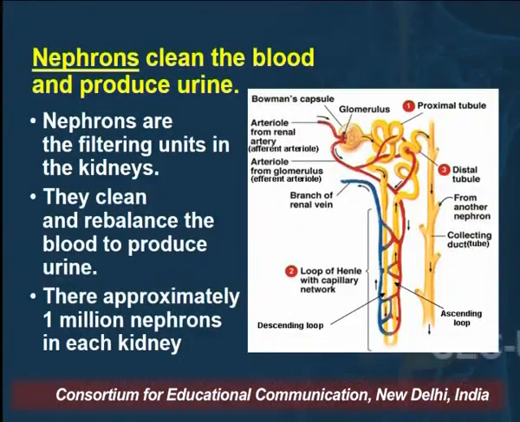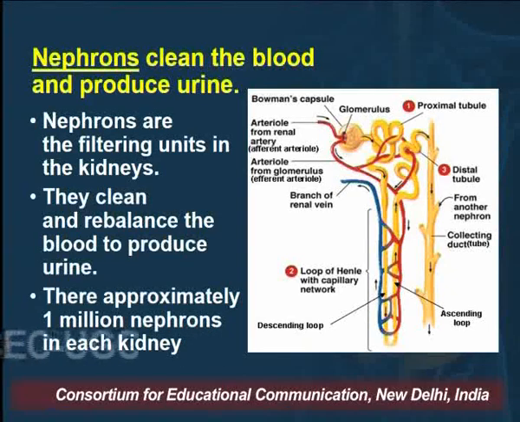The renal tubule starts with a cup-like structure called Bowman's capsule, and this encloses the glomerulus. The Malpighian body consists of the glomerulus and Bowman's capsule. The highly coiled structure in the tubule next to the Bowman's capsule is the proximal convoluted tubule. So this is the structure of the nephron we can see, and clean the blood. The main function of the nephron is to clean the blood and produce urine.